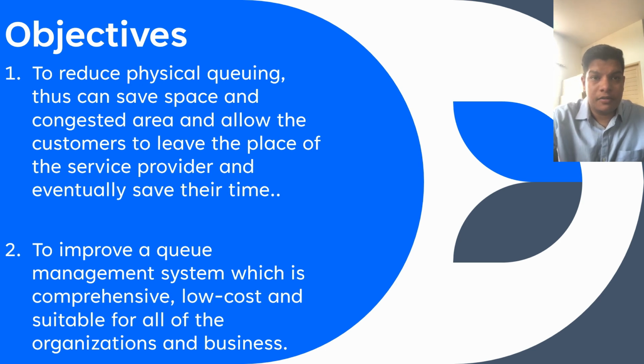So, the first objective of this project is to reduce physical queuing, thus saving space and congested areas, and allow the customers to leave the place of the service provider and eventually save their time. In other words, the customers will be able to do their own things instead of wasting their time waiting. Besides that, they will be informed when the requested service is available and go back to the place and get the service by checking the turn of their own number.